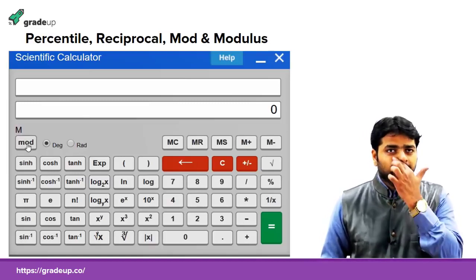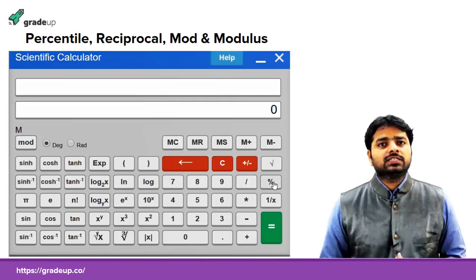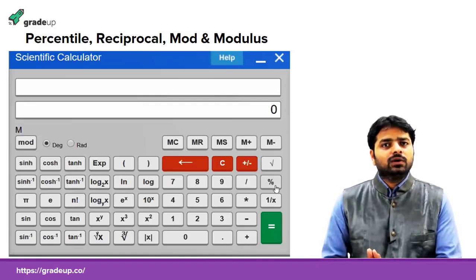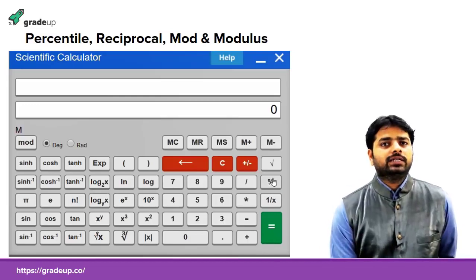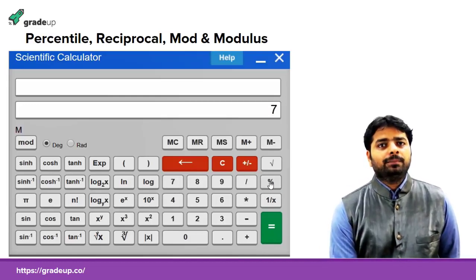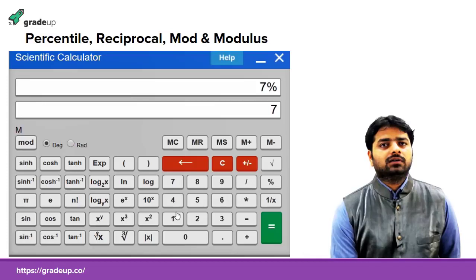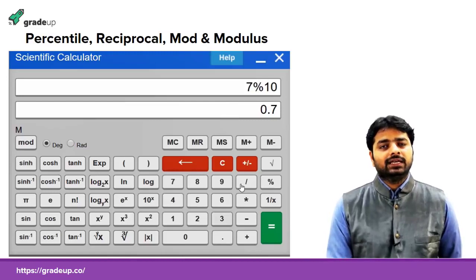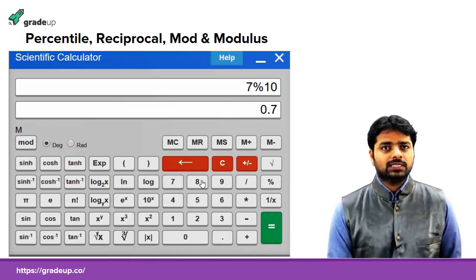Now you can see the 4 different operators. I am going to do it. First I am going to calculate percentile. So x percentile y is equal to x into y by 100. Now let's see, 7 percentile 10 is 7 into 10 by 100, which is 0.7.